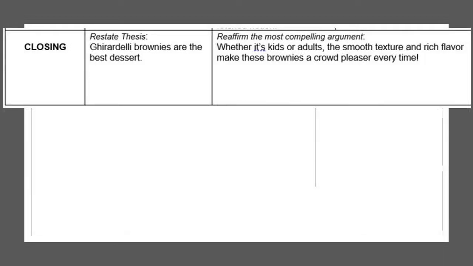Closing paragraph. We're going to start by restating the thesis. That means paraphrasing my own sentence from that opening paragraph. Mine reads, Ghirardelli brownies are the best dessert. Okay, so I'm still saying brownies are the best, but I'm actually referring to body paragraph 2 where I talked all about Ghirardelli brownies. And now I'm going to reaffirm the most compelling argument, what I think is my strongest argument. Whether it's kids or adults, the smooth texture and rich flavor make these brownies a crowd pleaser every time.